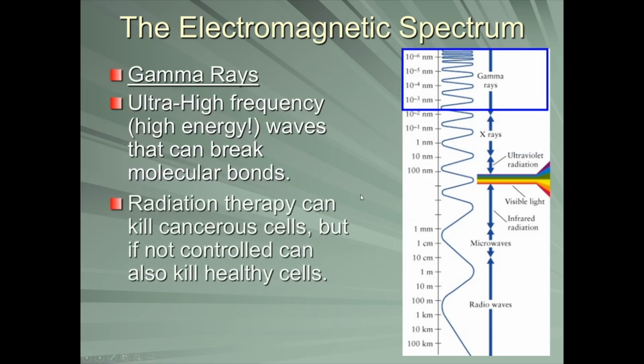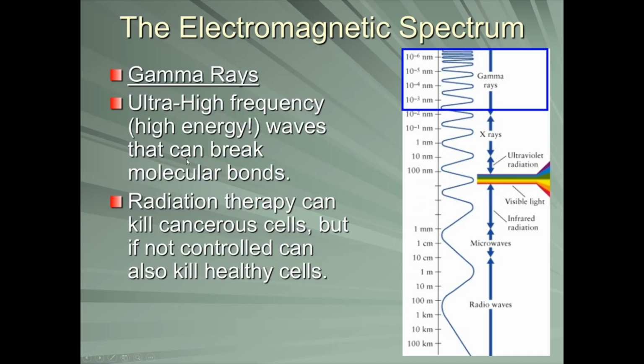Finally, gamma rays are ultra high frequency. They're high energy waves that can break molecular bonds. If we're very careful with the gamma rays, we can actually use them as radiation therapy to kill cancerous cells. But if we don't control that, they can also kill healthy cells. So we have to do that very carefully when we do gamma radiation therapy.